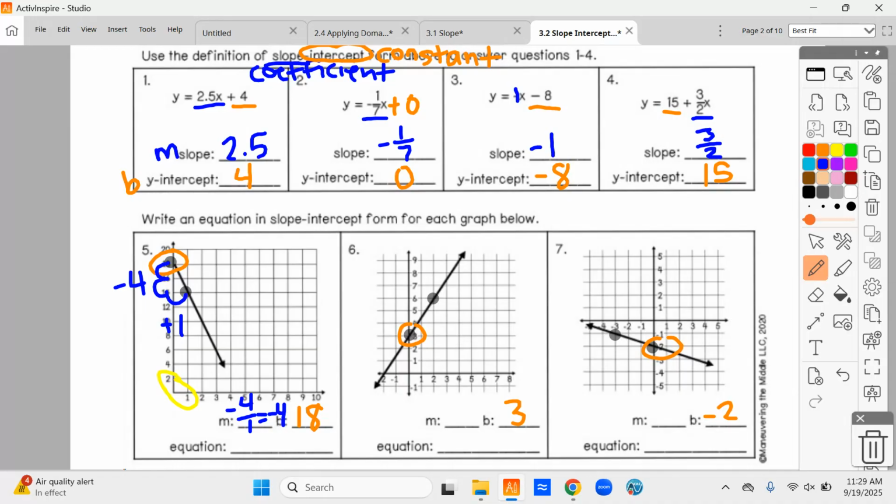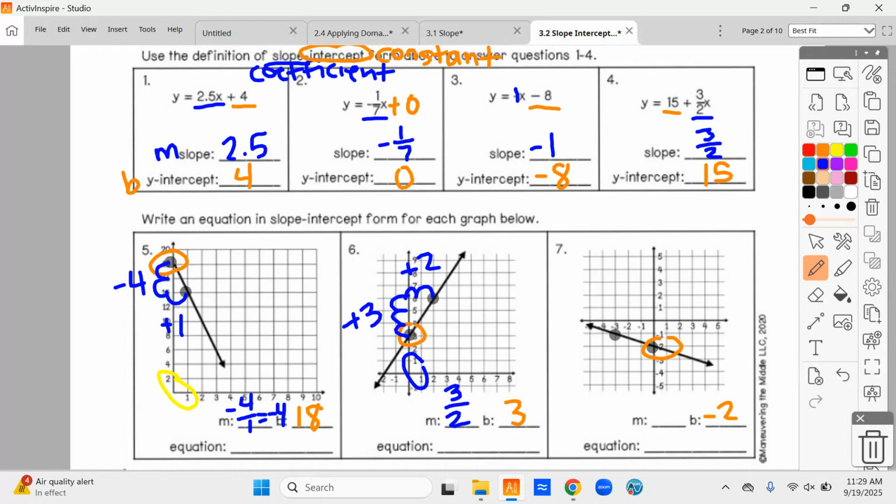Okay, in number 6, both my x and y-axis are jumping up by 1, so I can just count by ones. So I have 1, 2, 3 up, and 1, 2 over. Now you'll notice the 6 is kind of written in between two lines. That still counts, okay? The 6 is just a label for the line, so you need to recognize how many you're moving over. So my slope is 3 over 2.